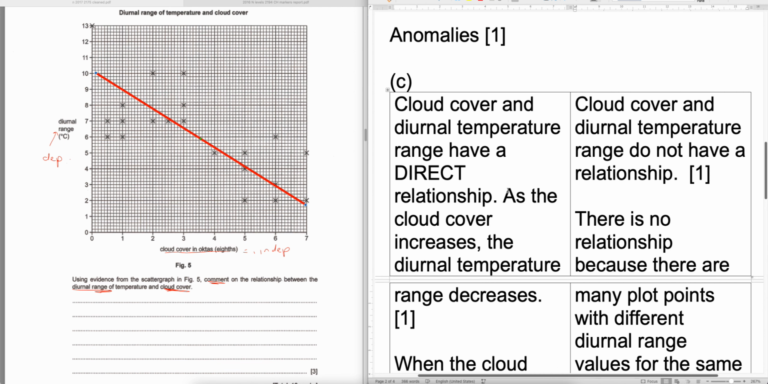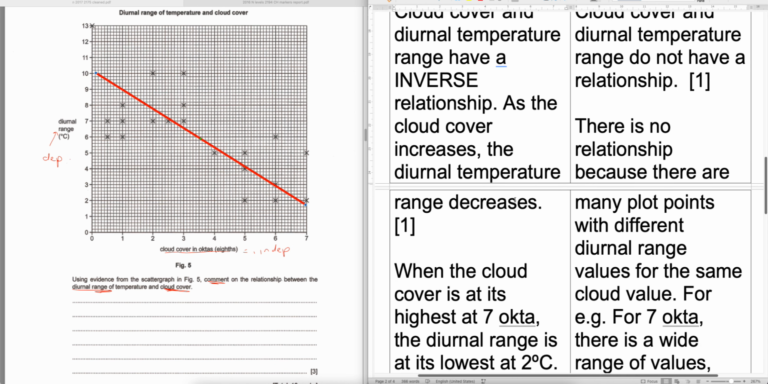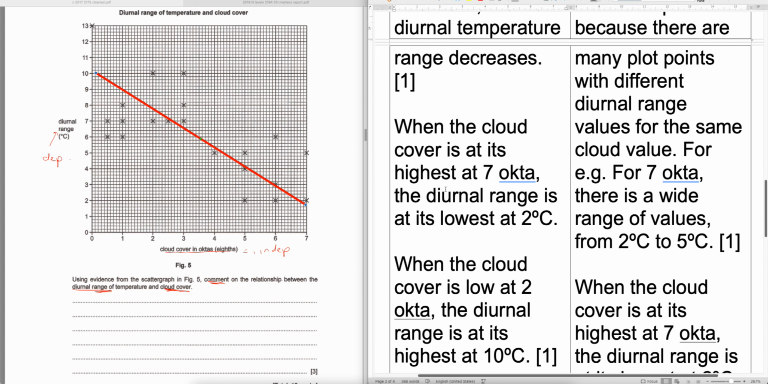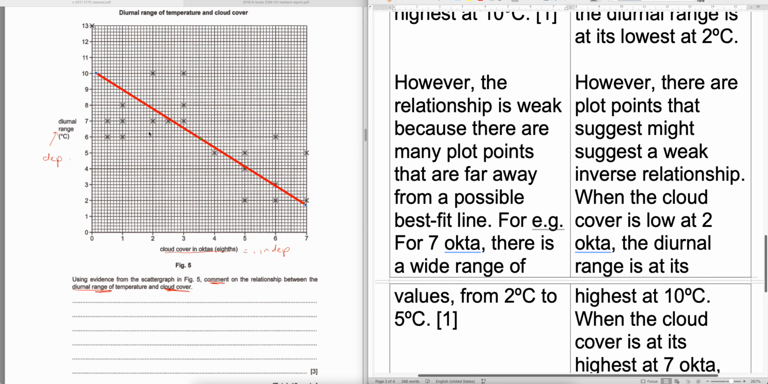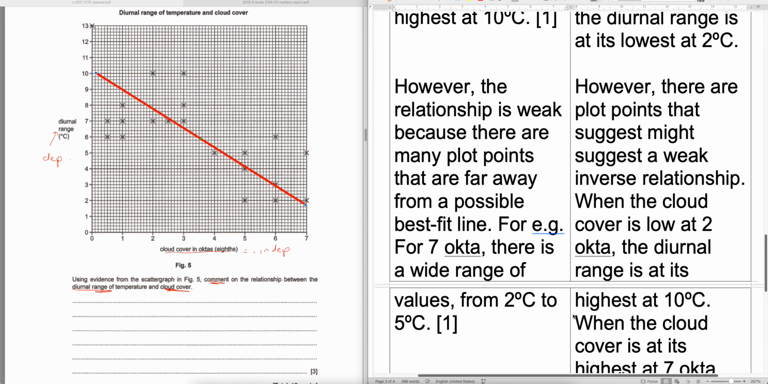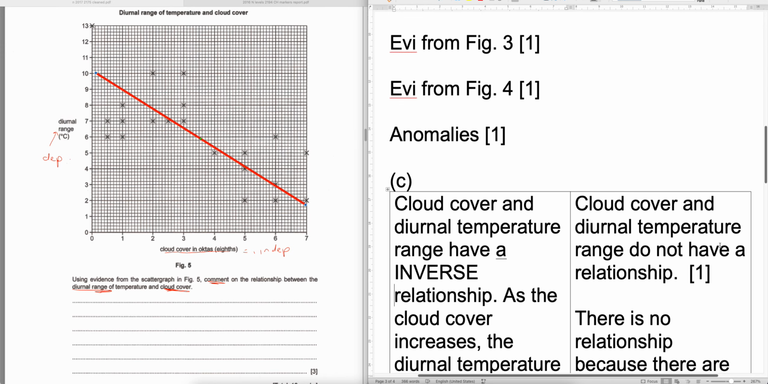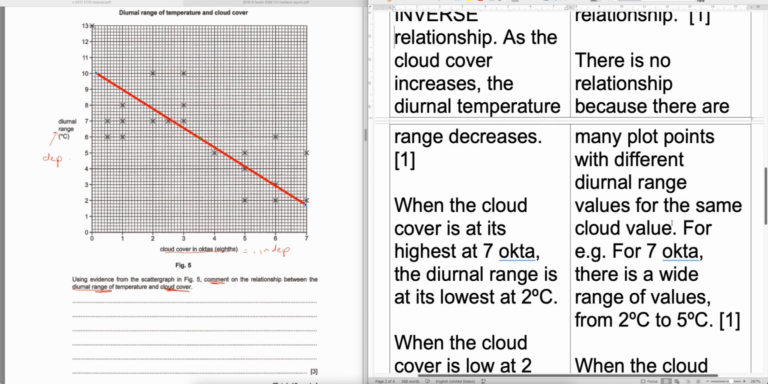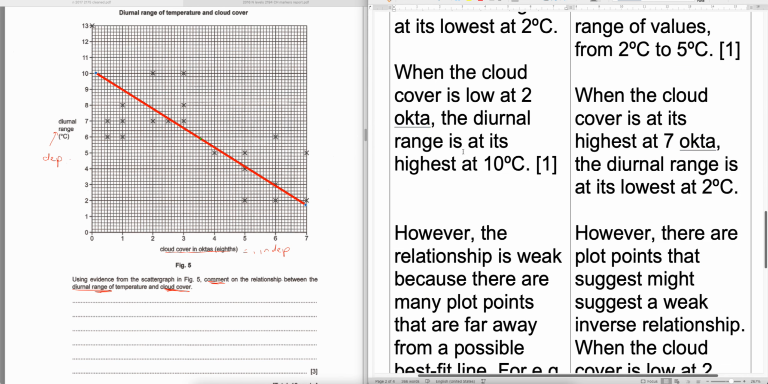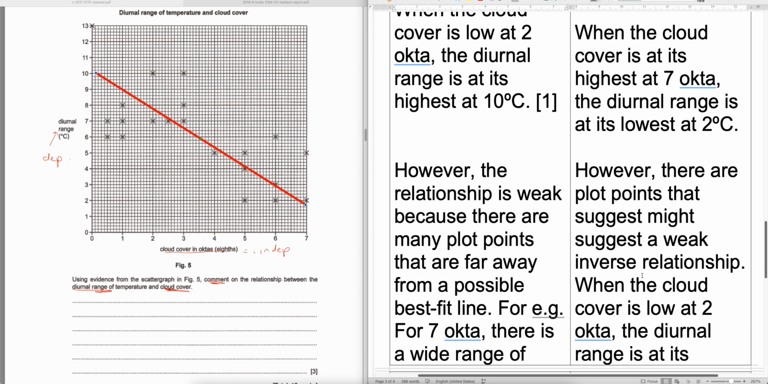So if your point is that there's a very weak, not direct, inverse relationship, then the point should be the data that shows an inverse relationship, the high and low versus the low and high. Also, why is it weak? Because the points are repeated for the same octa value, and it's a wide range of values that's being repeated. Or if your conclusion is that there is no relationship, then point out this anomaly will become the evidence, and the evidence for the relationship will become the anomaly. It suggests there's a weak relationship.